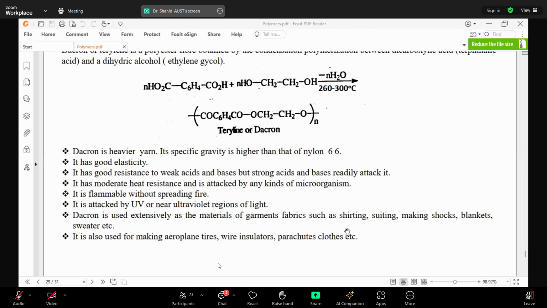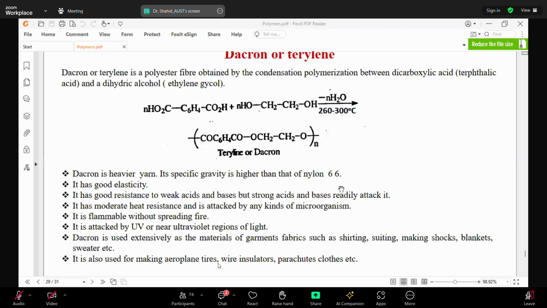This is a very important use of Dacron. But because it has only moderate heat resistance and is attacked by microorganisms, our garment products are destroyed after some time. It is also attacked by UV light. That's why some garment products lose their characteristics or shininess if we keep them at a very high temperature or in the presence of UV light or sunlight for a long time. Okay, Dacron, can you understand, students? Yes, sir.